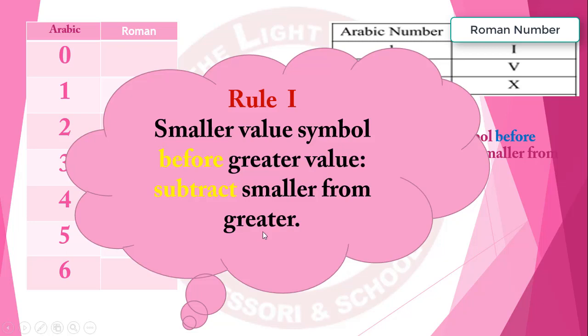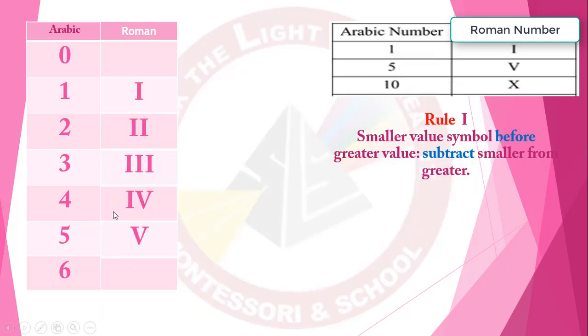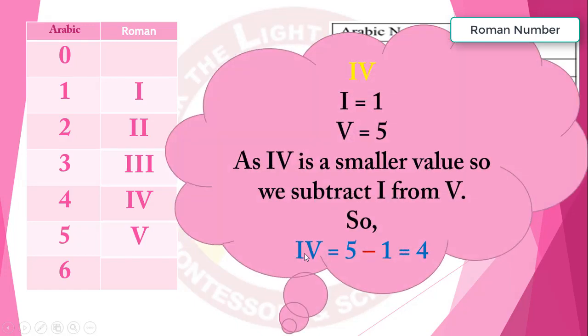As it is a rule of mathematics that whenever you have to get a smaller value, we use subtraction, this is the reason we are subtracting to get the smaller value. Let's make it more clear. The rule says: smaller value symbol before the greater value. Have a look at this. This is I, which is equal to 1 and is a smaller value. This is V, which is equal to 5 and is a greater value. So IV means 4, and 4 is a smaller value, so we subtract I from V. So we get 5 minus 1 is equal to 4.